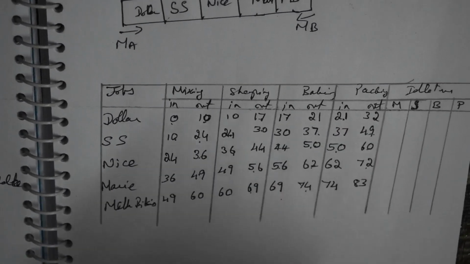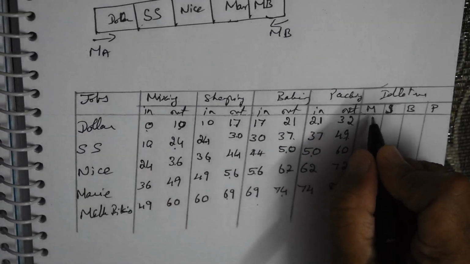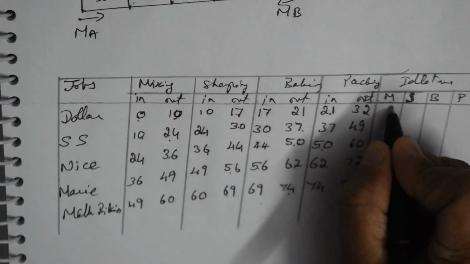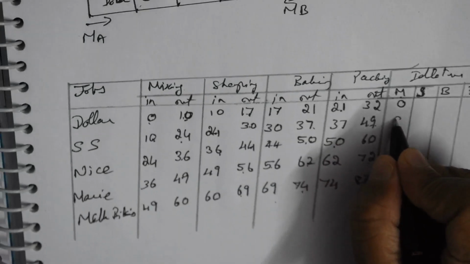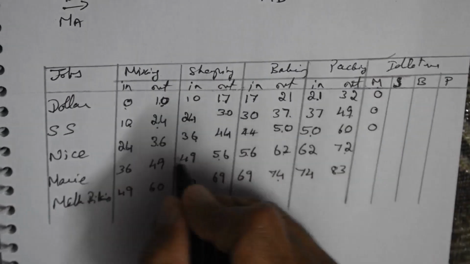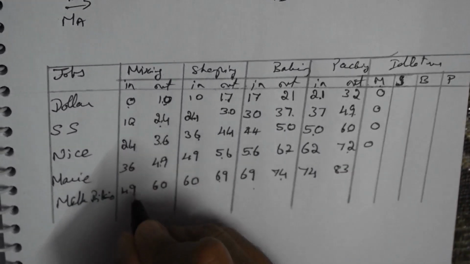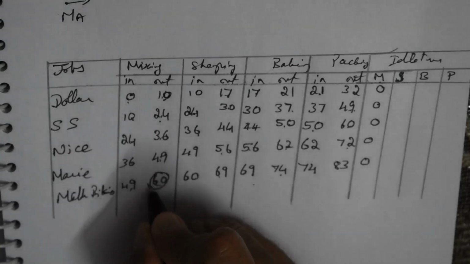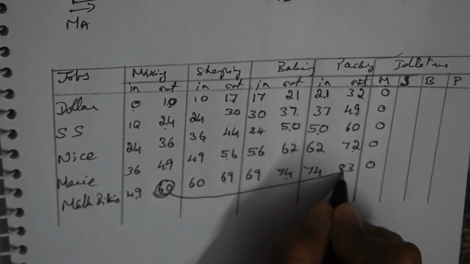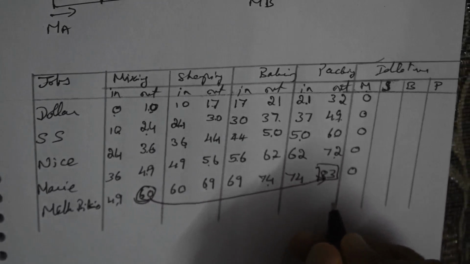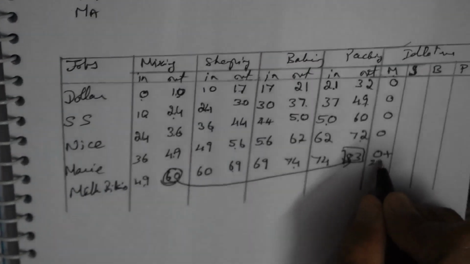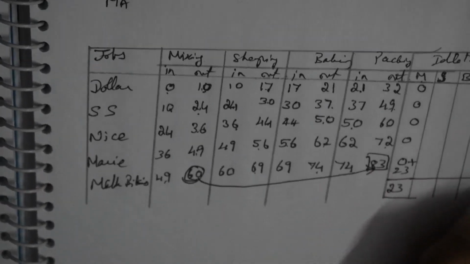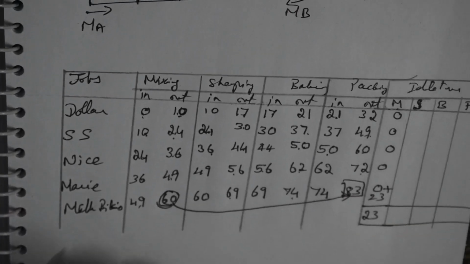Let us find the idle time for the first machine, mixing. We start at 0, so no idle time. 10 to 10, no time is lost. 24 to 24, no time is lost. 36 to 36, no time is lost. 49 to 49, no time is lost. But 60 to the last time of 83, 23 minutes is idle here. That makes mixing idle time of 23 minutes.